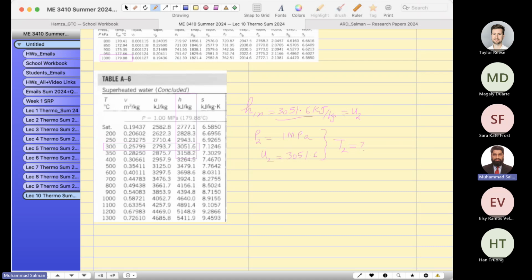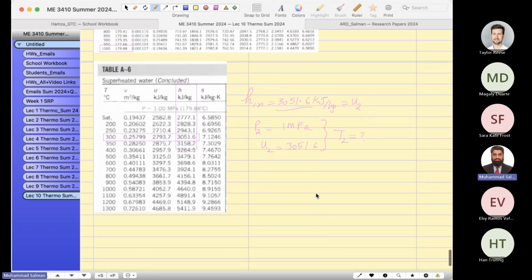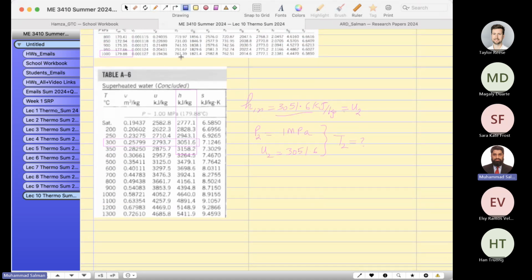So let's see. If I take a look here, where is my U2? 3051. Somewhere over here. My line is somewhere over here. 3051. Correct? You agree with your professor? So it should be around 450. So you can do the interpolation. So final temperature, I would say 456.